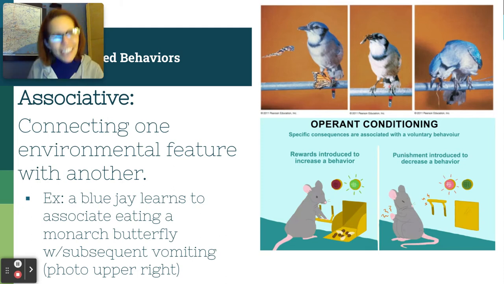Anyway, so this is what associative learning is, and it's really amazing that this blue jay can then figure out, and then blue jays or other birds learn once they've eaten a monarch butterfly not to go back to that. Ugh, made me feel yucky.